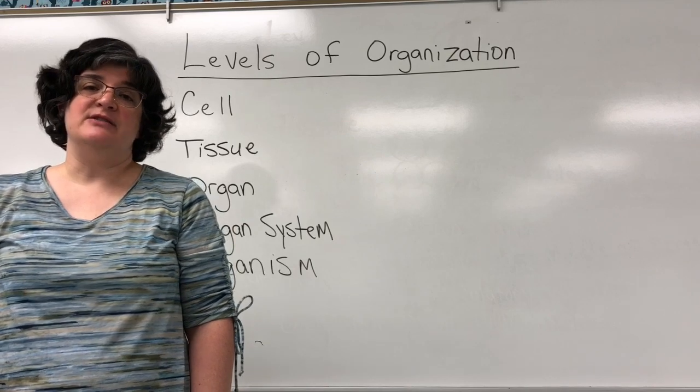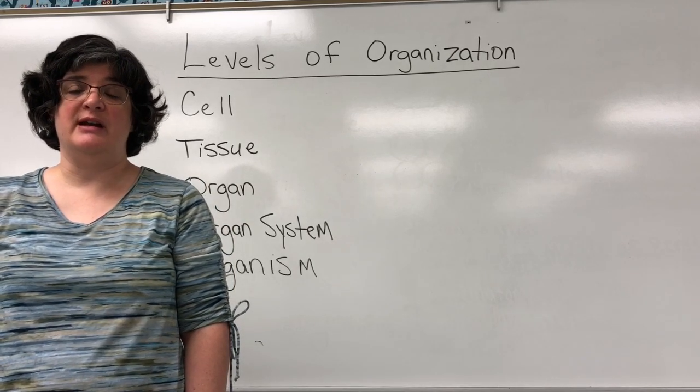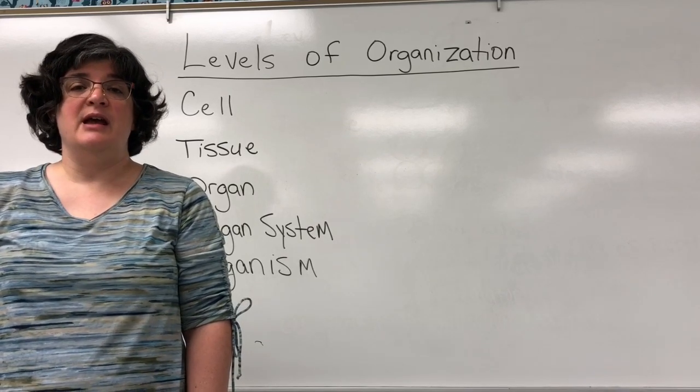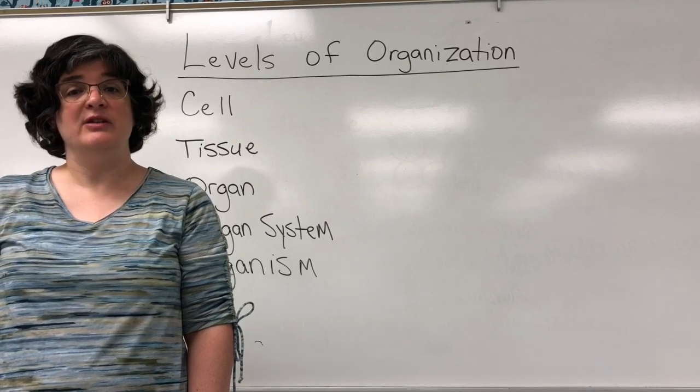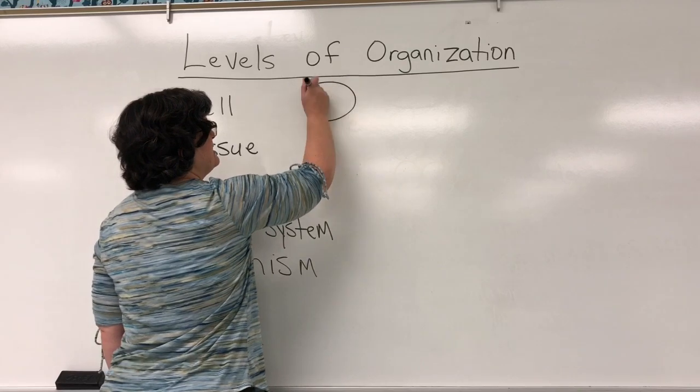When we study the cells in a couple weeks, you're going to learn that cells come in two forms, eukaryotic and prokaryotic. Eukaryotic means that the cell has a nucleus, and prokaryotic are the bacteria, and they don't have a nucleus. So let's draw a little cell up here. I'm going to put one with a nucleus.